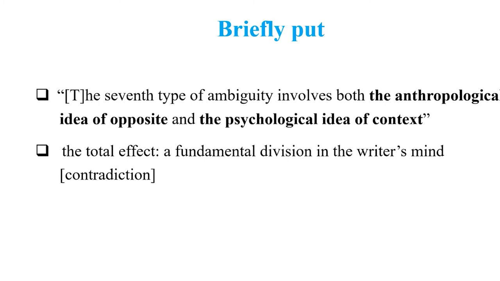So simply put, the seventh type of ambiguity involves both the anthropological idea of opposite, or contradiction. It covers opposite meanings, and that meaning is more psychological rather than logical. It depends on the context. I hope I am clear. Is that the gist? This is the gist of the seventh type. There is contradiction, opposite meaning is made clear, and then more of it is in your mind, and the meaning and the context. So this is the gist of the seventh type of ambiguity.